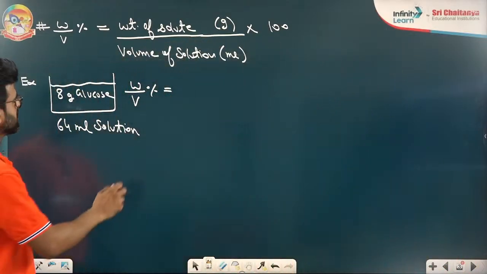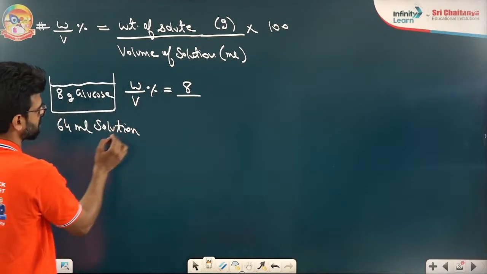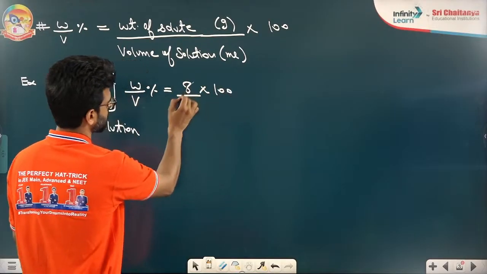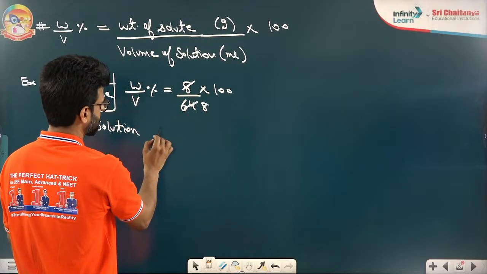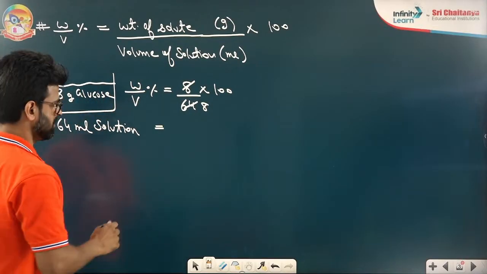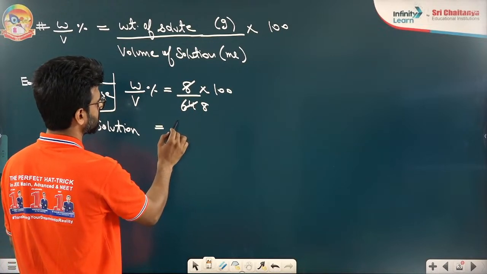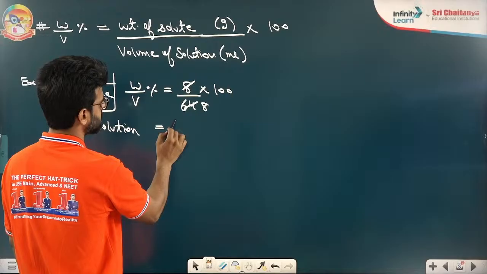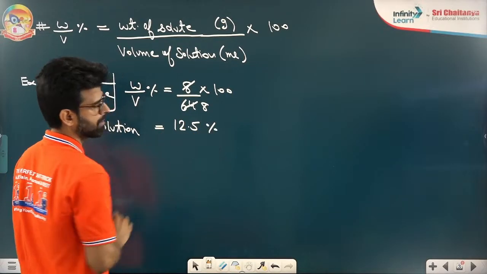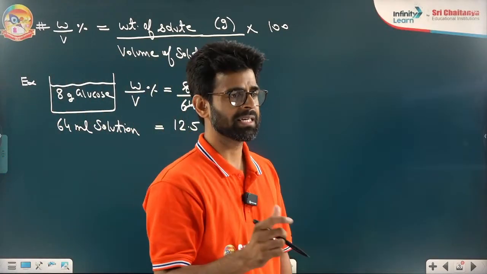So 8 gram of solute divided by volume of solution, how much? 64 ml, into 100. Nothing tough here. 8 will cancel, right? What's coming from here? Yes, 8. 8 will come here again. Same thing is coming. 12.5 coming. Yes, 12.5%. Good.